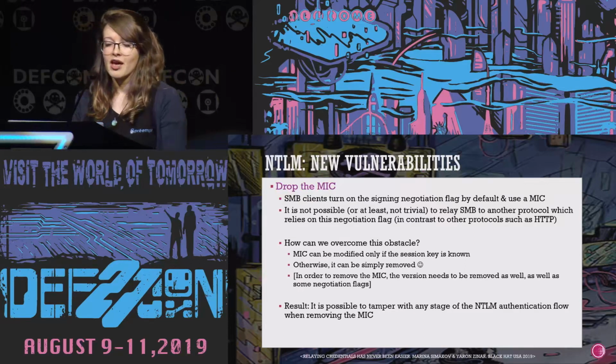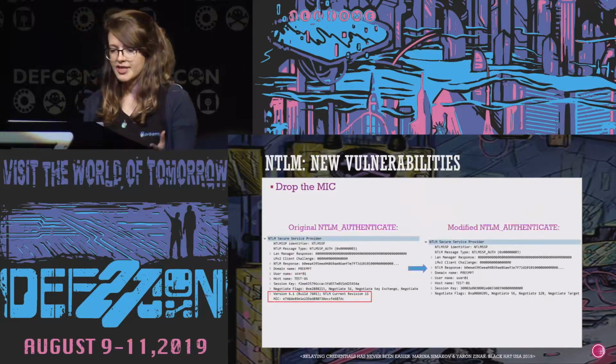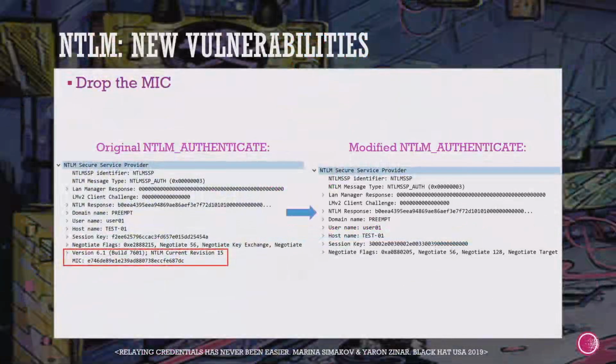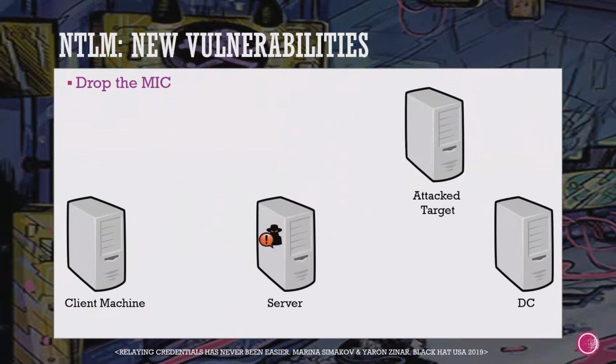So by removing the MIC, attackers can tamper with any of the NTLM messages. Here you can see an example. We have an original NTLM authenticate message which has the MIC field and the version, and our tampered authenticate message without those fields. Okay, so let's see the flow of this attack. We have a client sending an NTLM negotiate packet to a compromised server stating that it supports signing. Now, relayers cannot relay this message as is to an attack target because they would not have a way to retrieve the signing key. So what they can do is simply remove the signing flag from the message and relay it back to the attack target.